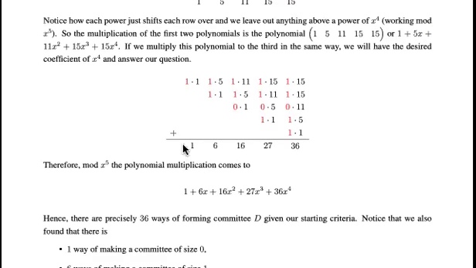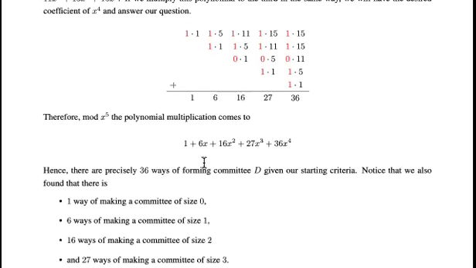So now we could use these numbers as well. What do these numbers mean? So this number right here means that there's one way of forming a committee of size 0, because x is to the 0. This means there are 6 ways of forming a committee of size 1, 16 ways of forming a committee of size 2, 27 ways of forming a committee of size 3, and 36 ways of forming a committee of size 4.